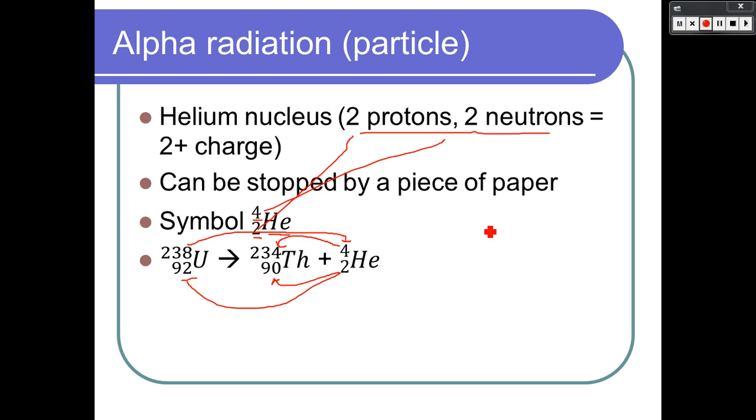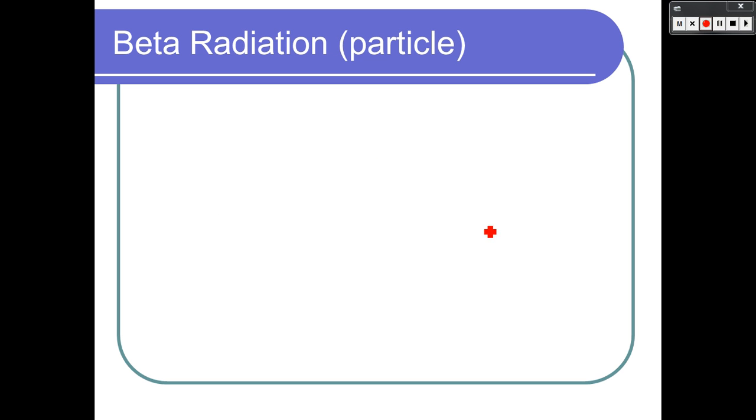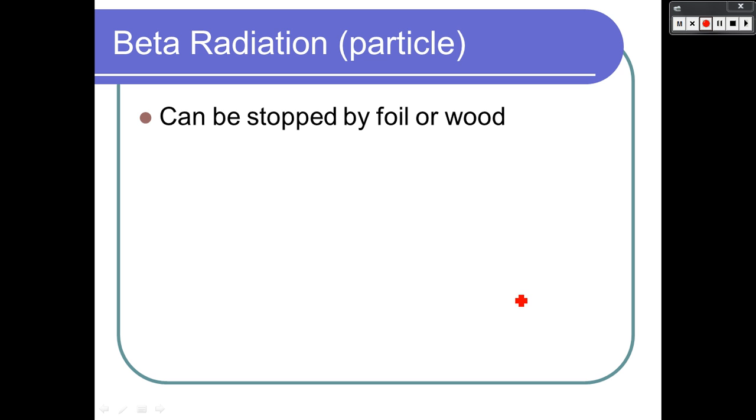All right. The next type of radiation is called beta radiation, and beta radiation is also a particle. If you think about the Greek alphabet, it goes alpha and then beta, which, by the way, is where the word alphabet comes from. Alpha, beta, alphabet. Just a little random trivia for you.